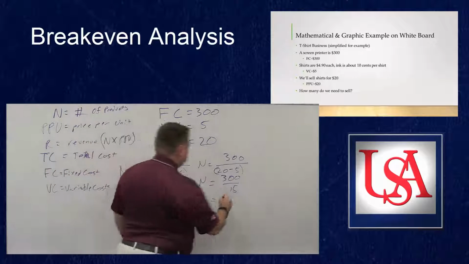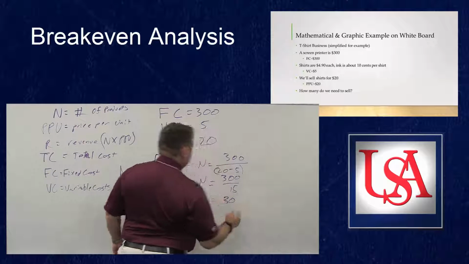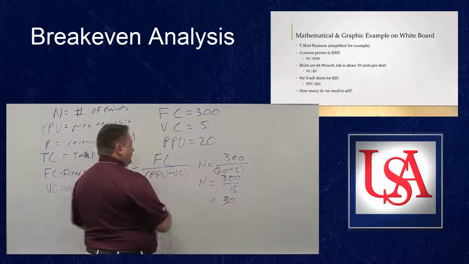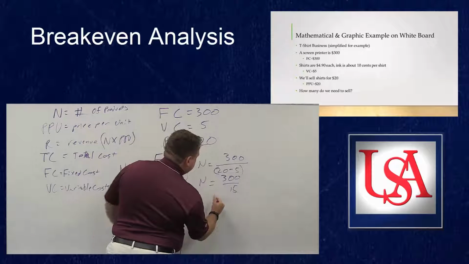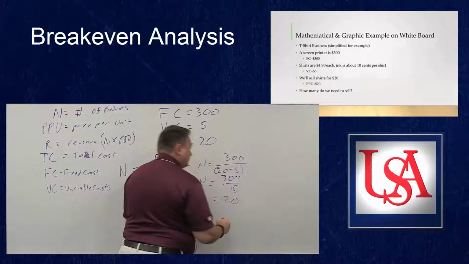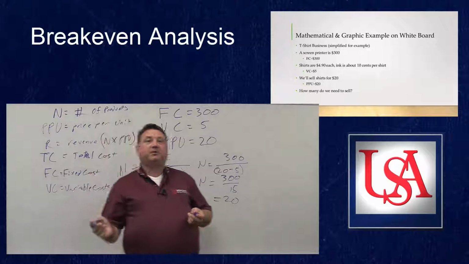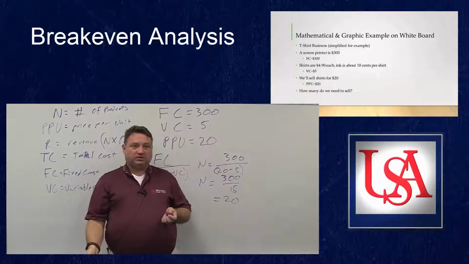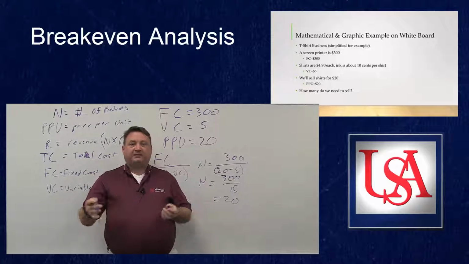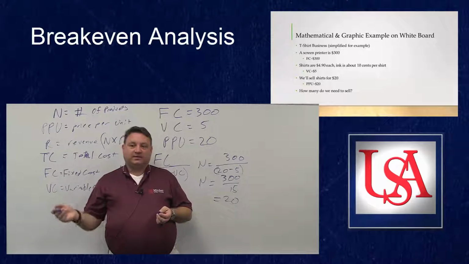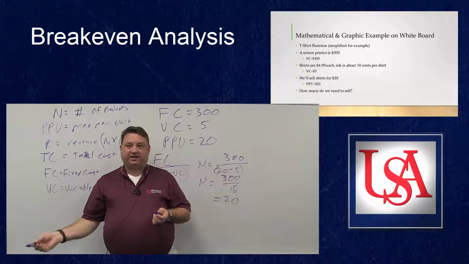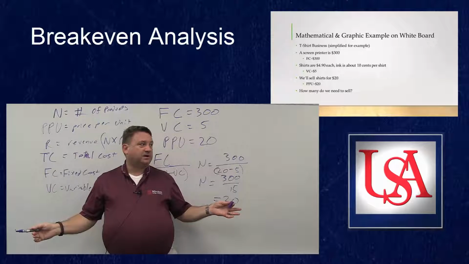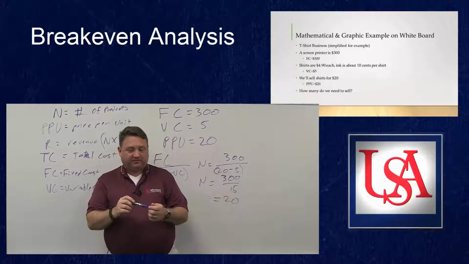Quickly, 30. No, not 30, 20. Can't work too fast. N will equal 20. So what that says is our break-even point is 20 t-shirts. We have to sell 20 shirts, and then after that, the 21st shirt we sell, we will make money on. That's the whole concept of a break-even.